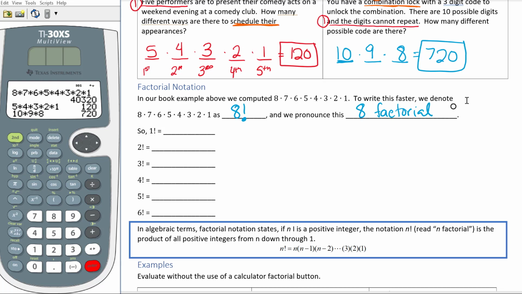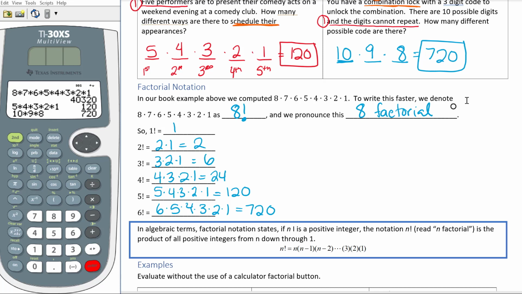So 1 factorial is just simply 1. 2 factorial means 2 times 1, and if I multiplied that out, it was just 2. 3 factorial means 3 times 2 times 1, which if I multiplied it out, would be 6. 4 factorial means 4 times 3 times 2 times 1, all the way down to 1, and that gets you 24. 5 factorial is 5 times 4 times 3 times 2 times 1, which is 120. We just did that on one of the previous examples. And 6 factorial is 6 times 5 times 4 times 3 times 2 times 1, which turns out to be 720. And obviously you're welcome to use your calculator there if you want.